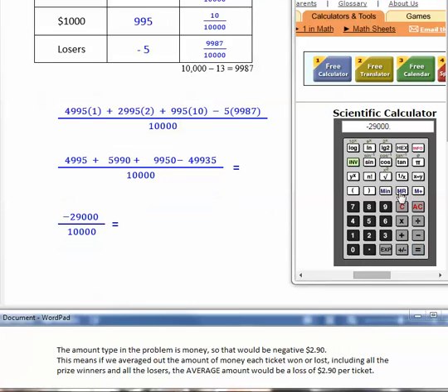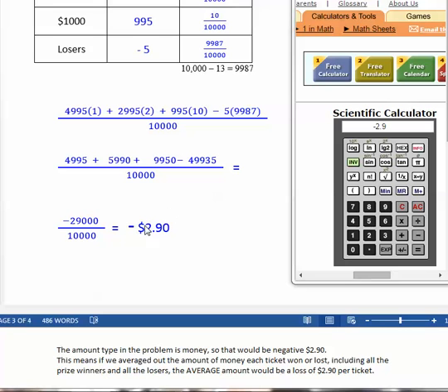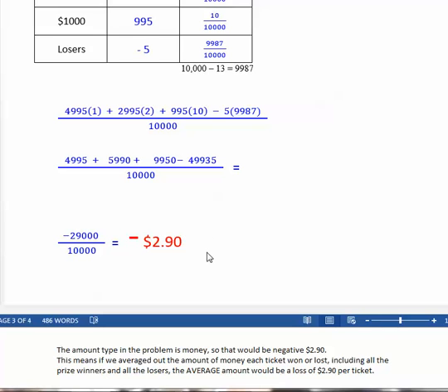And dividing, we get negative 2.9. The amount type in the problem this time is again money, so that would be negative $2.90. Make sure you get the negative as part of the answer. That's very important because that's what tells us it's a loss. This means if we averaged out the money each ticket won or lost, including all the prize winners and all the losers, the average amount would be a loss of $2.90 per ticket.